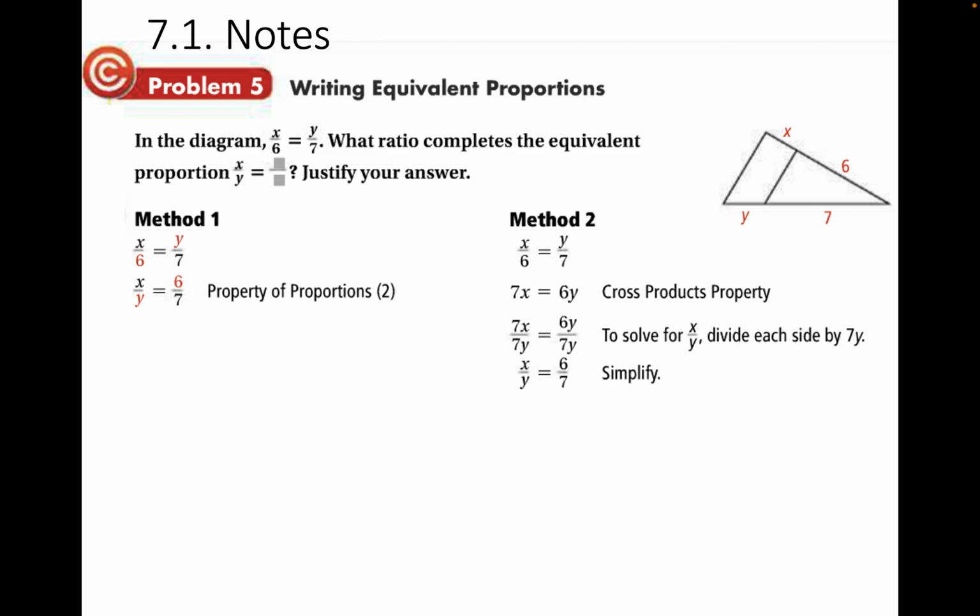It's just method 1 required literally one step. Method 2 required multiple steps, including my having to realize that I'd have to divide both sides by 7y. So you can do it both ways. It's just that in this case, following the rule of proportion number 2 is significantly easier.